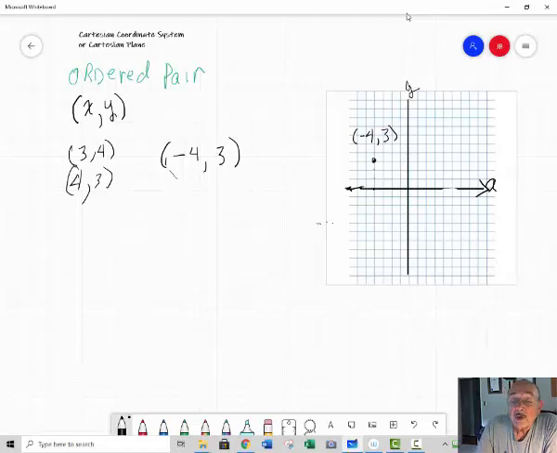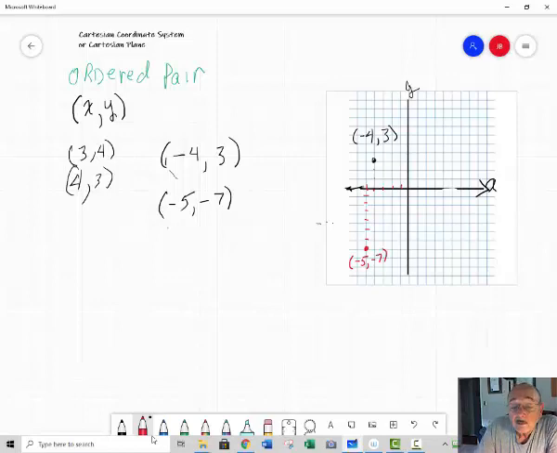If I want to locate the point -5, -7, I'm going to go 1, 2, 3, 4, 5, and then down 1, 2, 3, 4, 5, 6, 7. This then would be the point -5, -7.